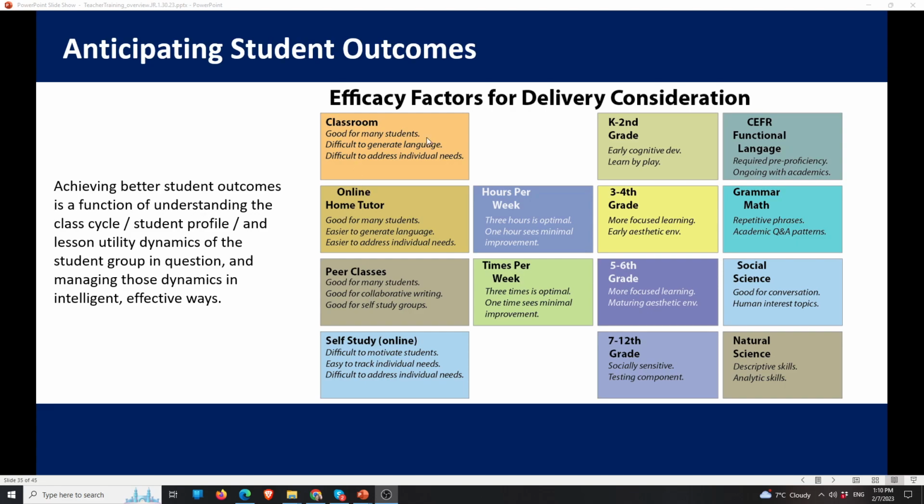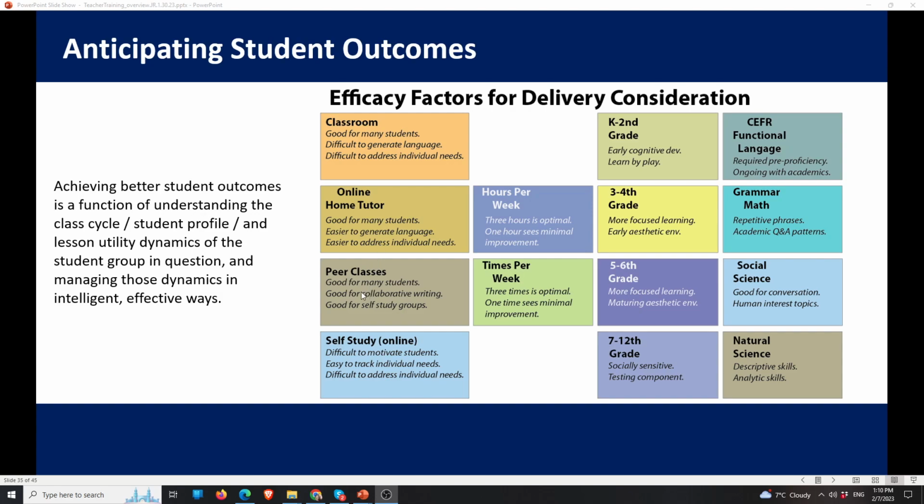Well, it's good for many students, but it's difficult to generate language and it's difficult to address individual needs. It's a big bunch of kids together, right? For an online home tutor, it's good for many students as well, but it's easier to get students to generate language. It's easier to address their individual needs. You have data, and you have the ability to send notifications and to do some automation regarding student interactions and interventions.